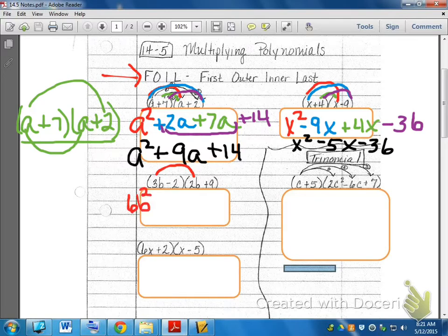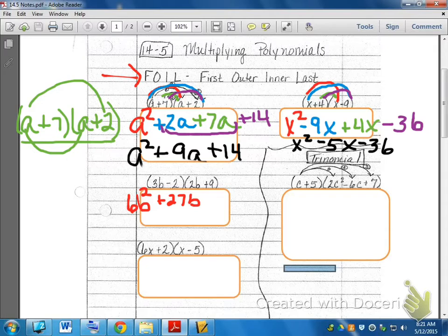6b to the second. We're taking b times b. B to the second. That's first. Outer. Outer means that from left to right, the 2 on the outsides, the 3b times the 9. So 3 times 9 makes it 27b.